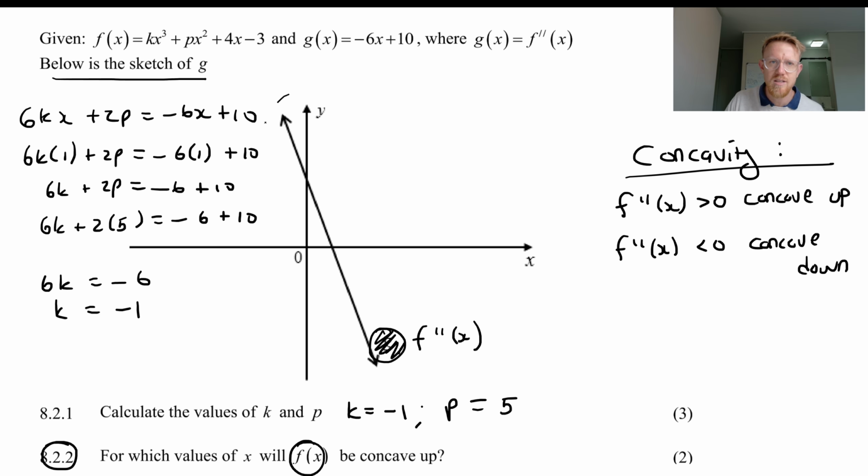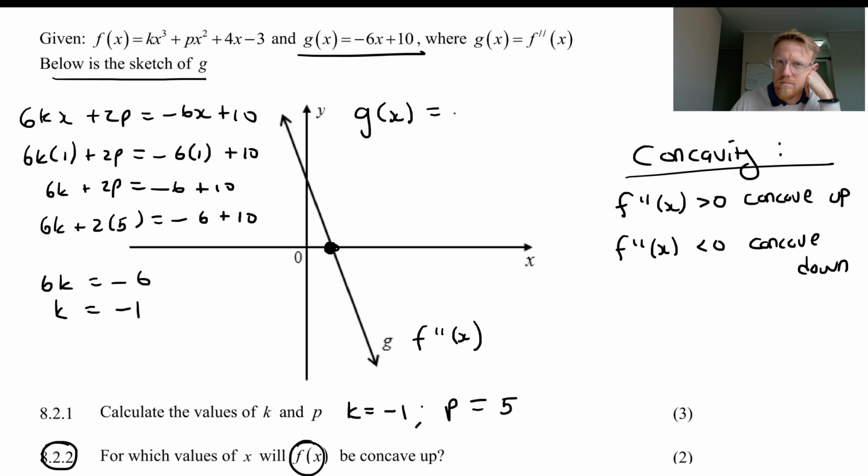So where is this graph positive? Positive just means above the x-axis. So if this is your x-axis, where is the graph above that? Well, it's from this point onwards, and we don't have that point. Oh, of course, we have the equation of the original graph g, and so we can go get that point because that is the x-intercept.